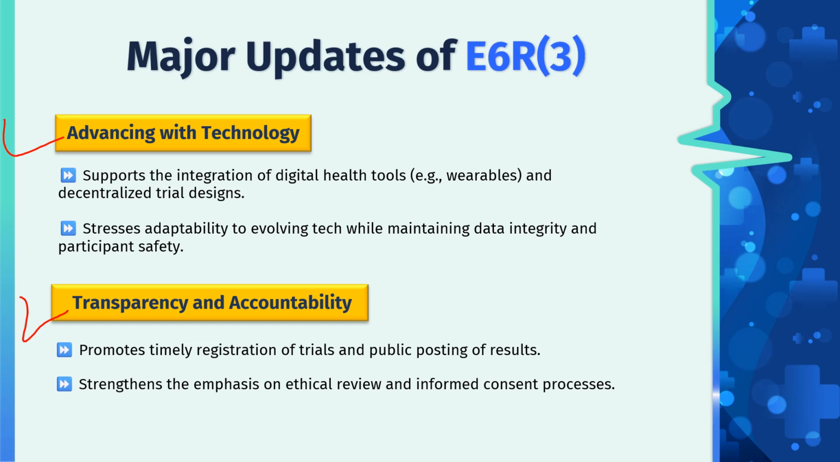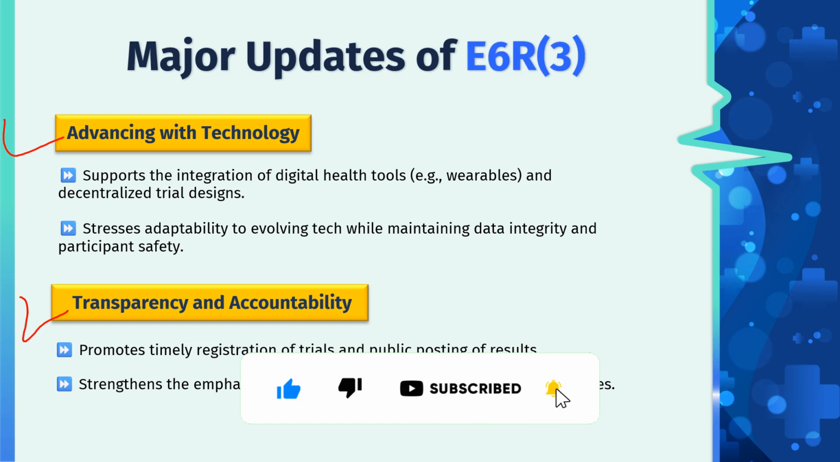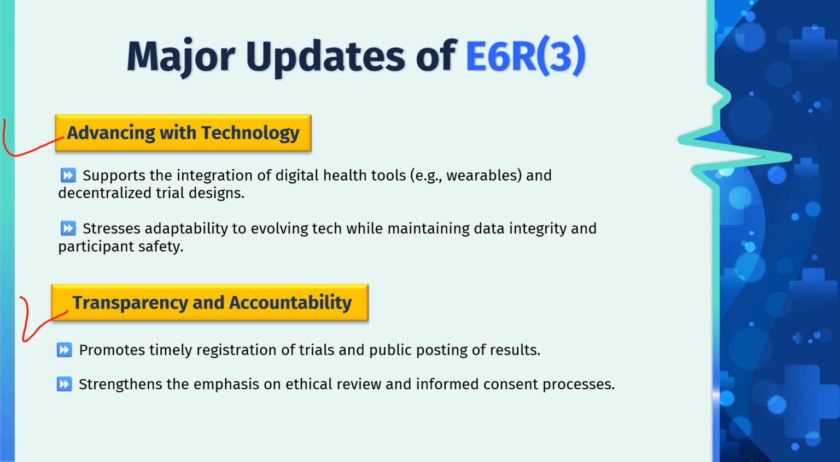And when it comes to accountability, this E6R3 update has strengthened the emphasis on ethical review and the informed consent process. So in terms of accountability, we have an enhanced focus on the ethical review of the clinical trial, not only in terms of medication, but it also includes the informed consent part of it. The informed consent process has been evolved and bolstered so that we have more accountability towards patient safety, and also more transparency in the clinical trial.